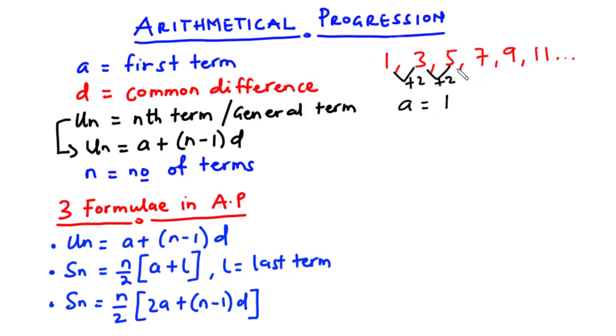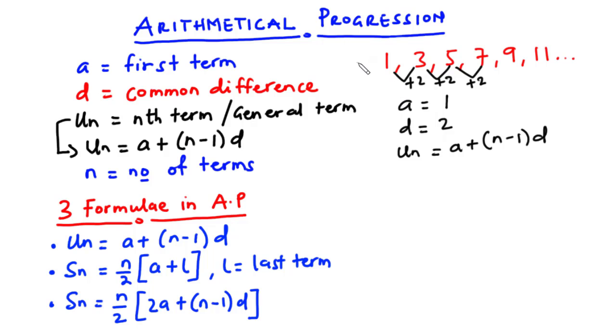And then from 5 to 7, we also add 2. So this is the common difference. Now it is called common difference because the difference is the same and it's common to any two consecutive terms. So here we have the common difference to be 2. Now we can as well talk about the general term or the nth term. The general term, or the nth term, is given by the expression un equals a plus n minus 1 in a bracket multiplying d.